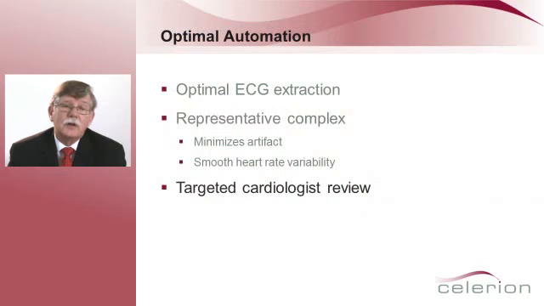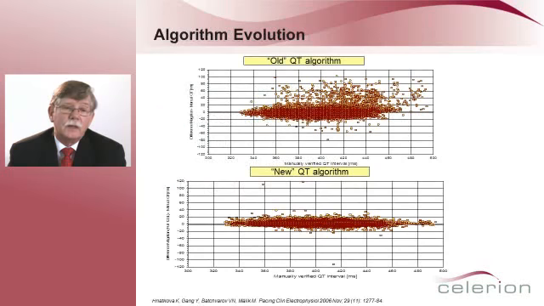So now let's go to the targeted cardiologist review. These graphs show a correlation between an automated algorithm and a manual reading. The top one is an older algorithm. If the algorithm and the cardiologist read exactly the same, all of those dots would go right along that horizontal 0 line. However, you can see in the older algorithm there's a lot of spread between the manual measurement and the automated measurement. And that's one of the things that's made people uncomfortable with more automated processes.